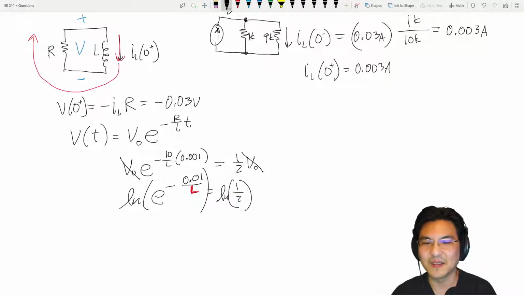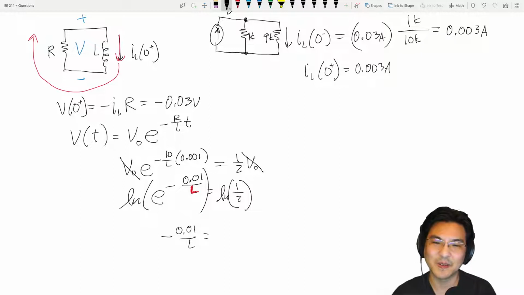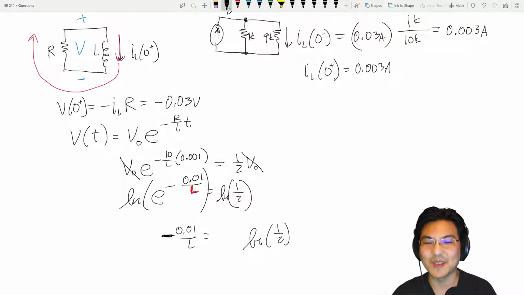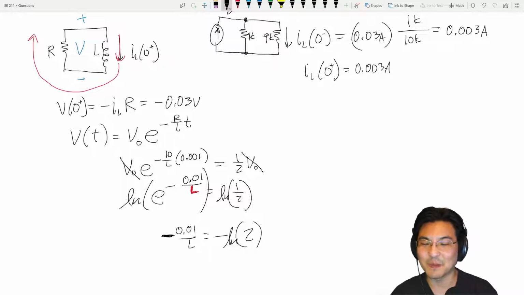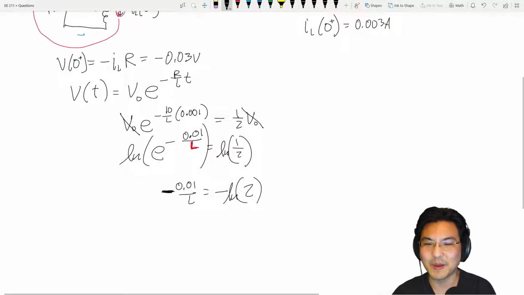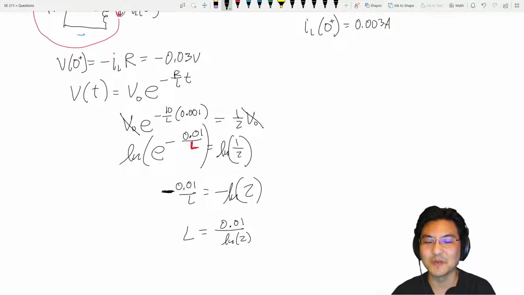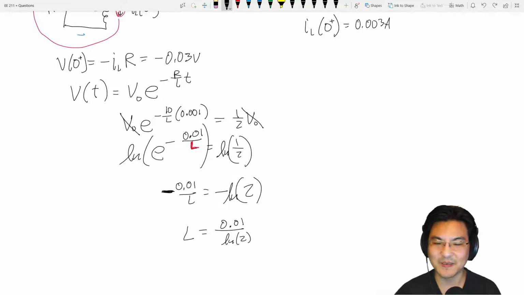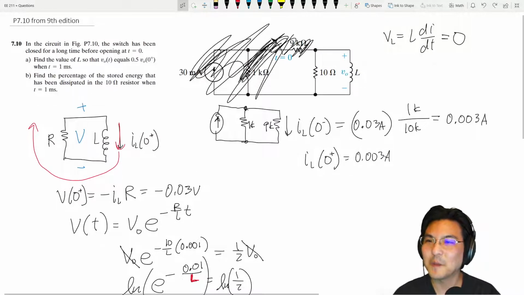We can take the natural log, and the natural log and e cancel each other out. So you have minus 0.01 over L equals natural log of half. There's a minus sign over here, so ln of 1/2 is the same as minus ln of 2. I just wrote it like that so I can get rid of these minus signs. So L equals 0.01 over natural log of 2. Just punch that in the calculator. That's the answer for part A.